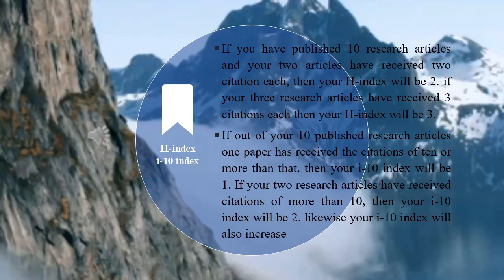And for I10 index, if out of your 10 published research articles, one paper has received a citation of 10 or more, then your I10 index will be 1. If your 2 research articles have received citations of more than 10, then your I10 index will be 2. Likewise, your I10 index will increase, which means for I10 index, your minimum citation has to be 10.